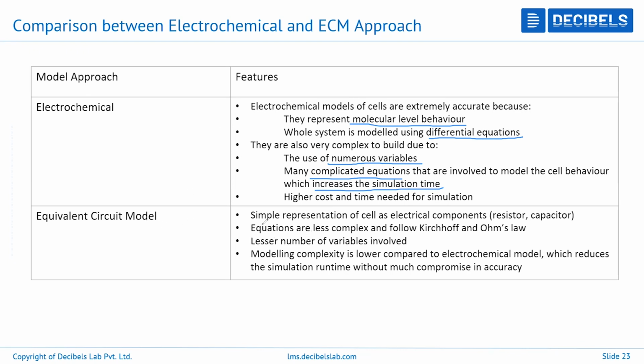For the equivalent circuit model, it is far simpler. It is a simple representation using simple electrical components. Just Kirchhoff's and Ohm's laws are more than enough to model all of this. The variables are also much fewer, and the modeling complexity is lower. If you want quick, efficient, and effective analysis and simulation, the equivalent circuit model is the way to go, especially the 2RC and PNGV that I showed you. These are the two most preferred models for EV level simulation. You just have to know how to utilize the data correctly and how to extract the required data. So this is the overview of all of the existing methods.